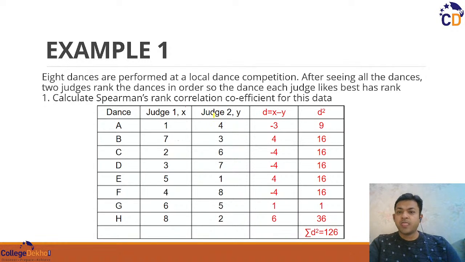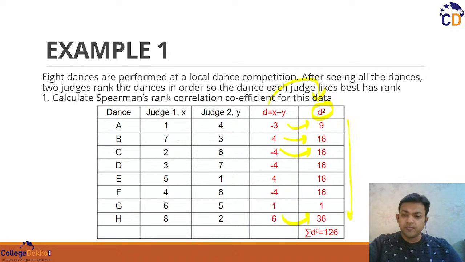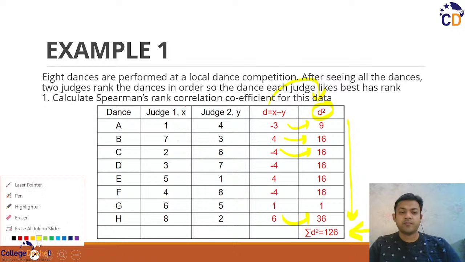Next we have the value of D square. We calculate D square by simply calculating the square of this term D. So negative 3 square becomes 9, 4 square becomes 16, negative 4 square becomes 16, and so on and so forth. 6 square becomes 36. When we find the sum total of this column, we get summation of D square equal to 128. Okay, that's the numerical value of summation D square.